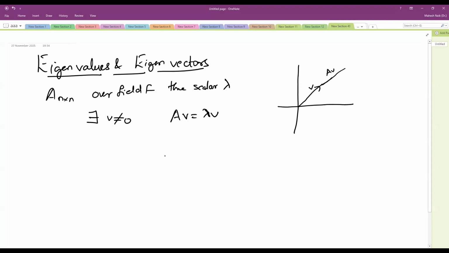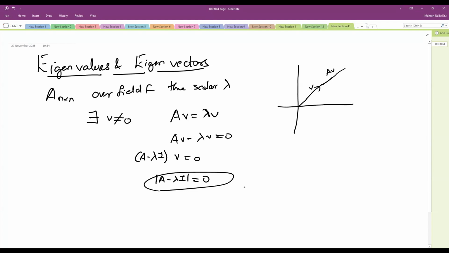So we can bring it down to AV minus lambda V equal to 0. Taking V common, we'll have A minus lambda I into V equal to 0, which implies, since the vector is not equal to 0, the determinant of A minus lambda I will be equal to 0. This will generate a polynomial in lambda, and the polynomial will be called the characteristic polynomial.